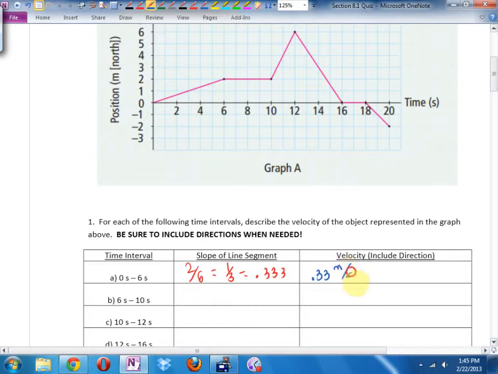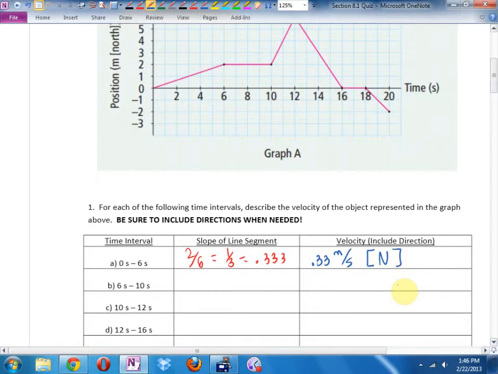meters per second. How do I know meters per second? Because on the y-axis it's meters. On the x-axis it's seconds. Direction. How do I know it's north? Positive. Okay. In terms of marking this, 1 mark for the slope.